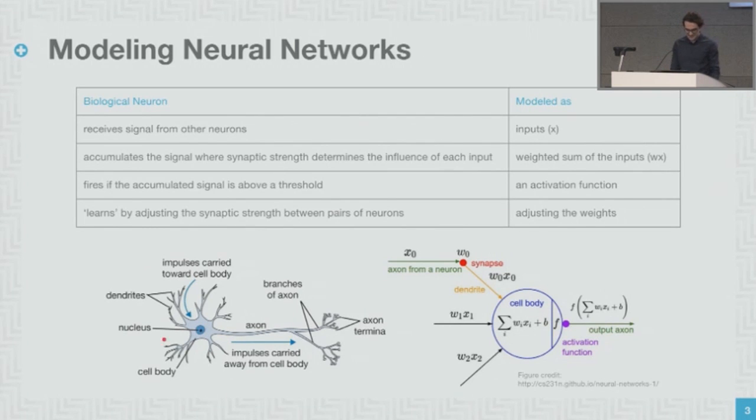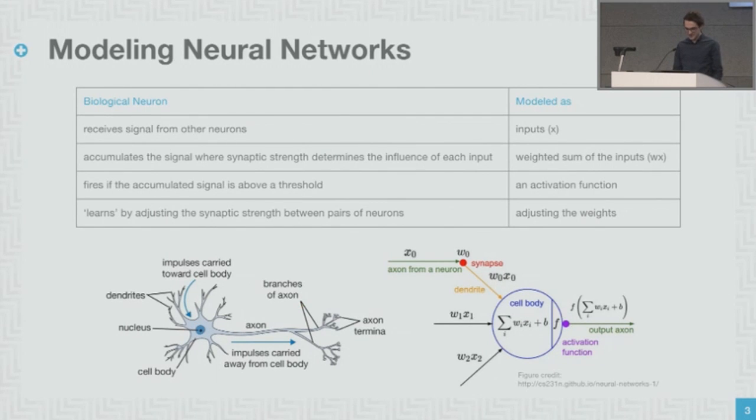So yeah, it receives the signal from other neurons, as you can see here. And how it's modeled is we have the inputs, x0, x1, x2, and so on. The biological neuron accumulates the signal, where the synaptic strength determines the influence of each input in the cell body, and in the artificial neuron, in the cell body we just get a weighted sum of the inputs. The biological neuron fires if the accumulated signal is above a threshold.